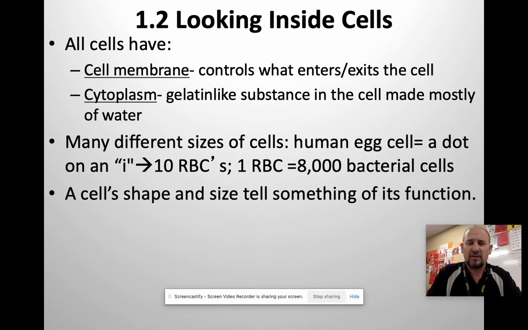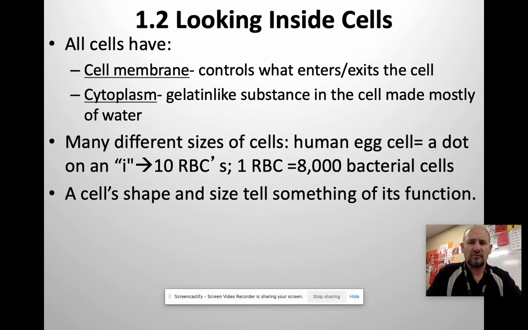All cells have a cell membrane, and the cell membrane is kind of like the security guard at the door, or the gate at the entrance of a compound. It's responsible for controlling what goes in and out of that cell. There are times when the cells will allow certain things in, like water, and there's other times when more water is available to go in, but that cell membrane will block that water from going in. So it controls what goes in and out.